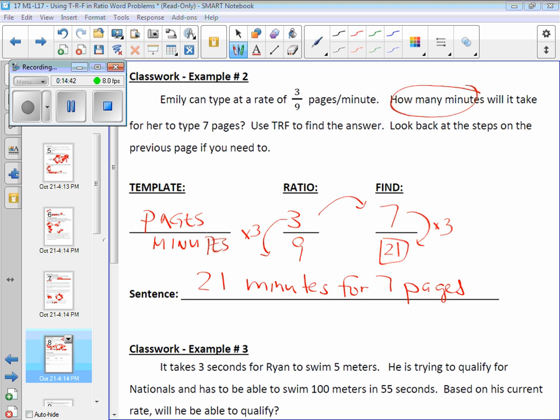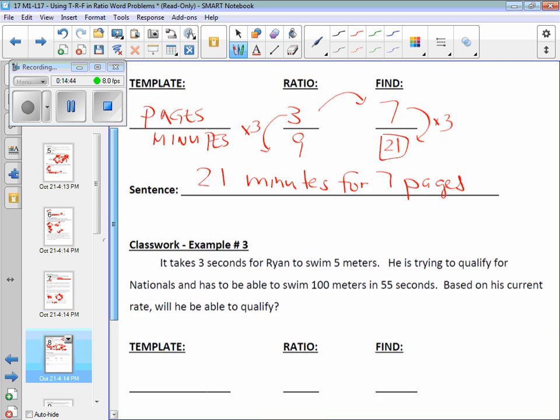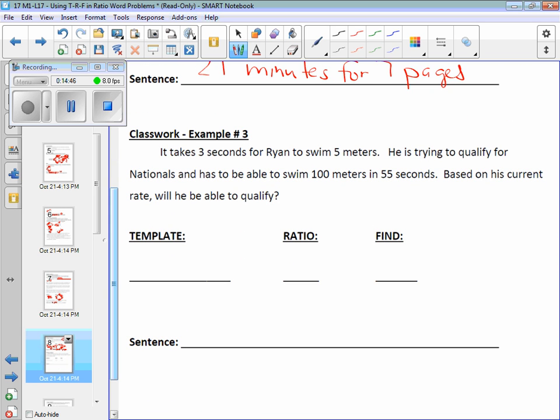Let's try another example. This has a little bit of a wrinkle to it. Same idea, we can still use template ratio find, but the question that they ask is a little different. Let's do the first 2 parts together. What's the template and what's the given ratio? Read through it.